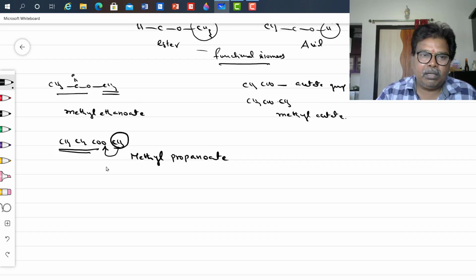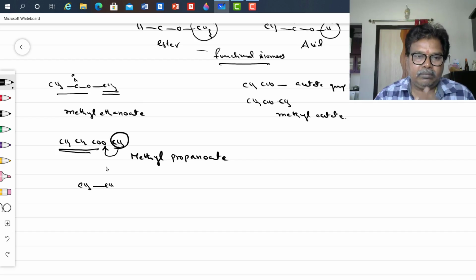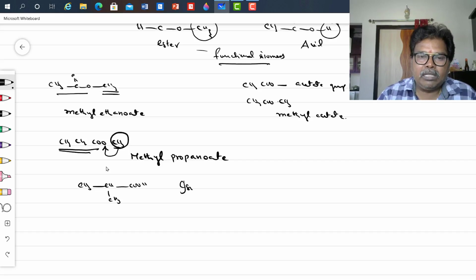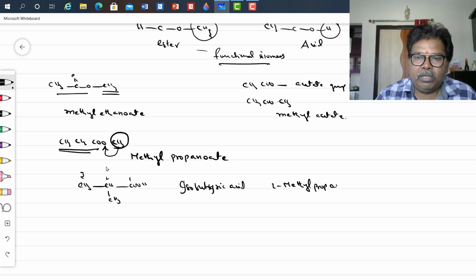In, for example, CH3CH(CH3)COOH, this is called isobutyric acid. But its IUPAC name is, numbering 1, 2, 3, 2-methylpropanoic acid.